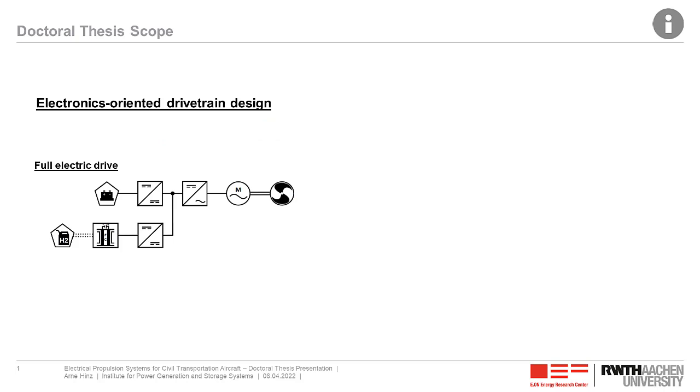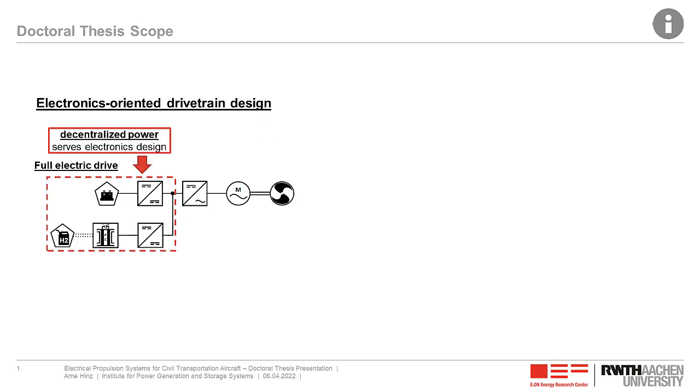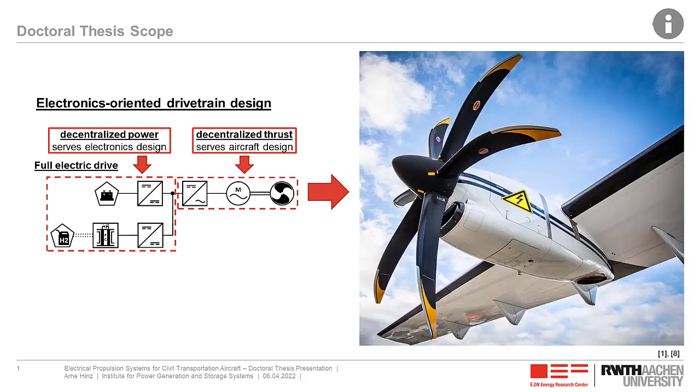Instead, we are proposing an electronics-oriented drivetrain design with a decentralized power generation, which serves electronics design, and then decentralized thrust generation, which serves aircraft design. By this, we get an autonomous, separate entity, which we can refer to as an electrical engine.